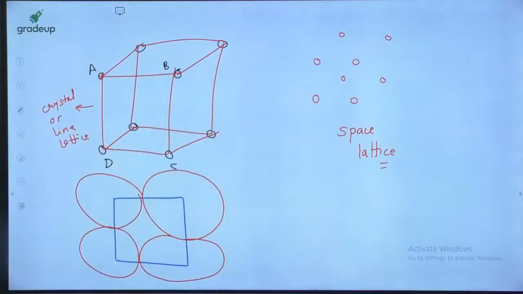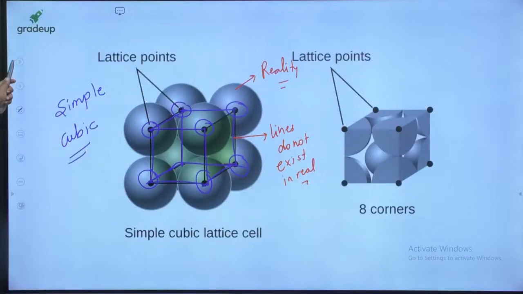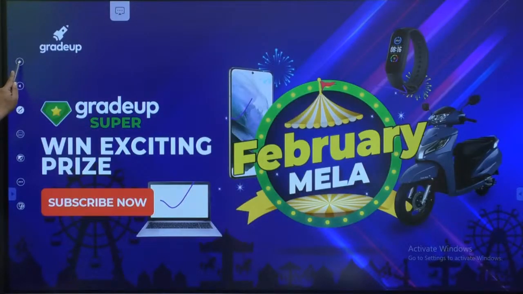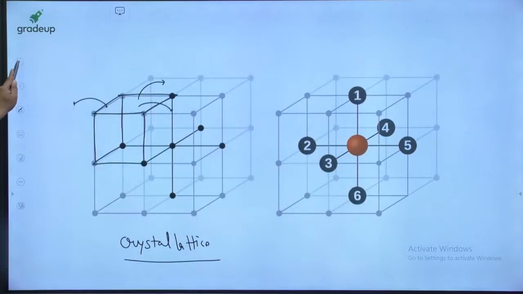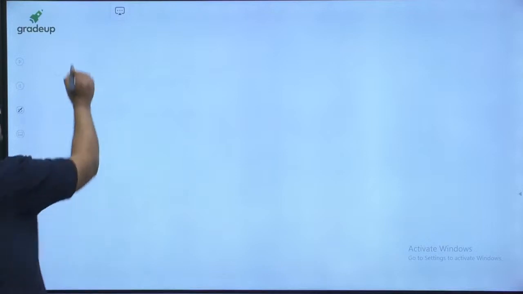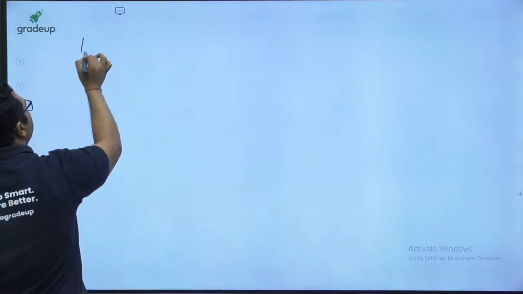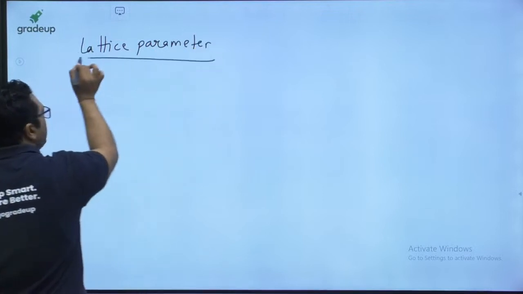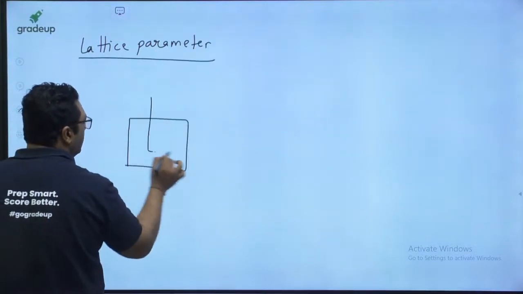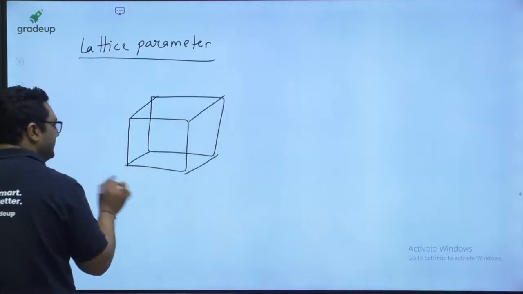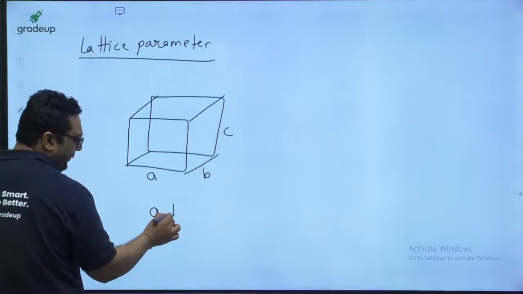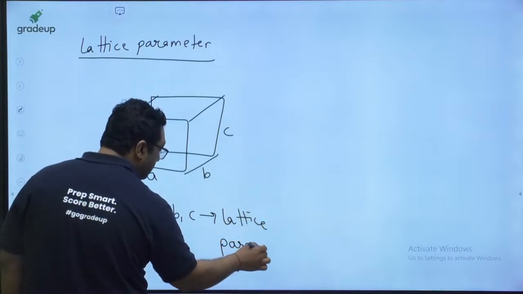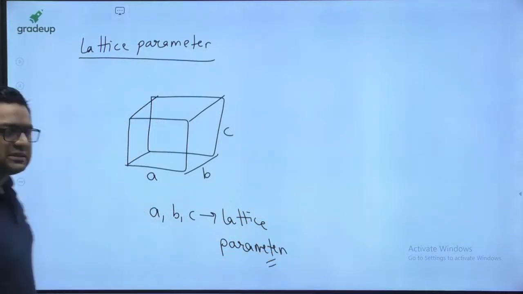So guys, after this, there is one more definition I will be telling you. One more definition is, my dear, lattice parameter. Lattice parameter is nothing but, when you are going to make a line lattice, then, my dear, these sides A, B, C, they are said to be lattice parameters. So this is the next definition.